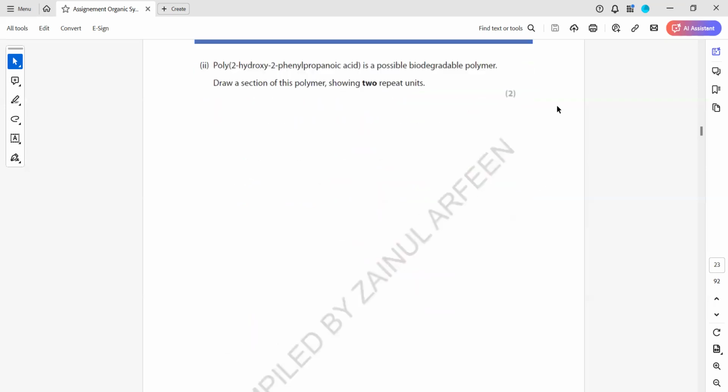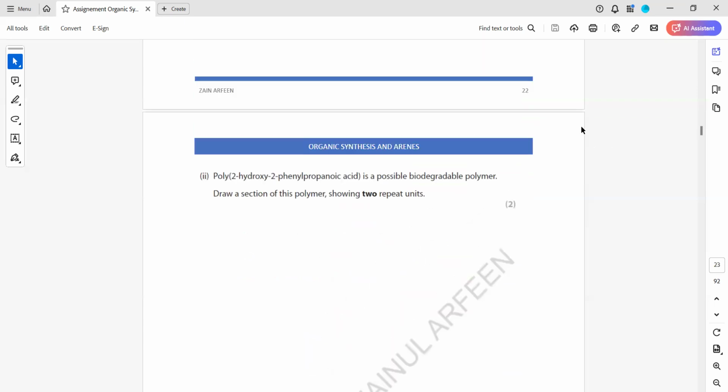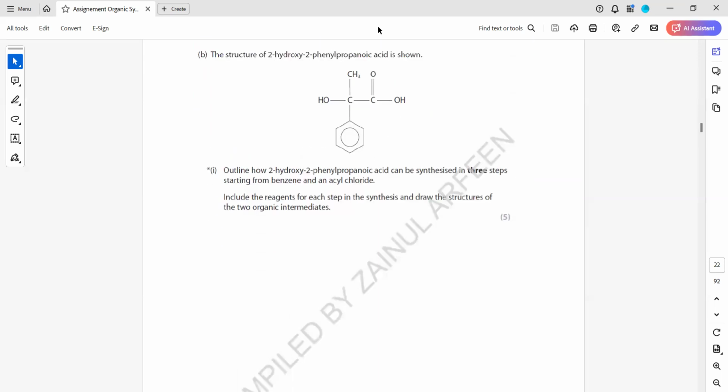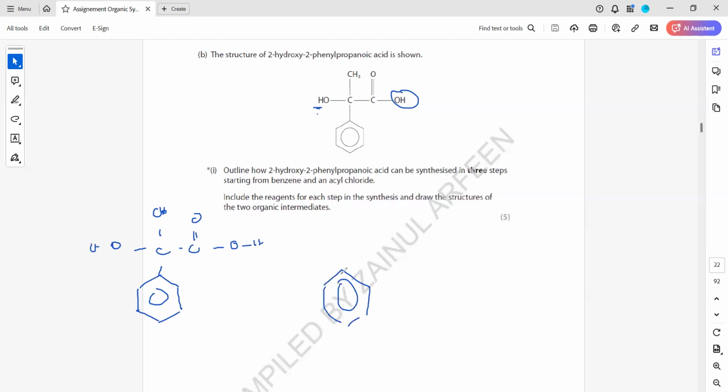Then we have 2-hydroxy 2-phenyl propanoic acid, which is biodegradable. We have to draw the repeat unit. Look, this is 2-hydroxy propanoic acid, and it is forming a polymer. So it will form a condensation polymer when a carboxylic acid and alcohol react. On one side you remove H and on the other side you remove OH. So we draw the same structure, as we want a polymer. Draw the two repeat units.